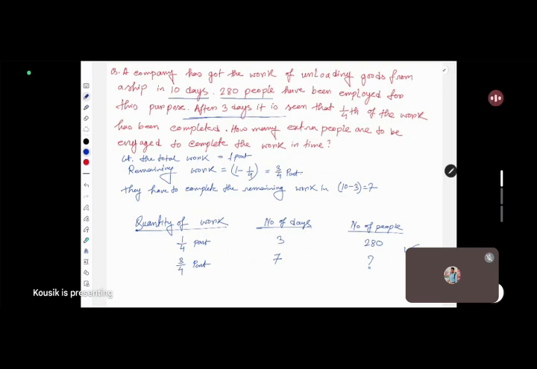That is the problem. So see the relation: if the number of people increases, the number of days will decrease when the work is fixed. If the amount of work is unchanged, in that case if the number of people increases, then the number of days will decrease. Is it okay? Is it understandable?